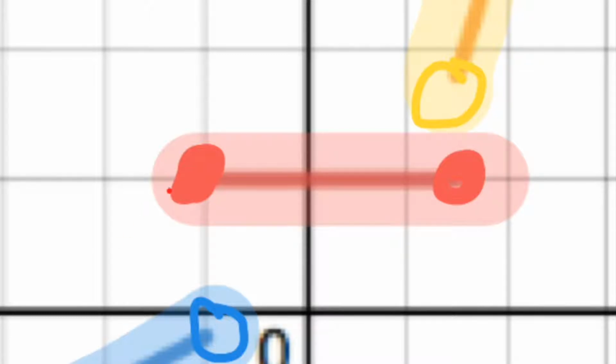I'm even putting closed dots, filled in dots here to indicate that -2 is going to be on this piece, not on this piece. +3 is going to be on this piece, not on this piece.